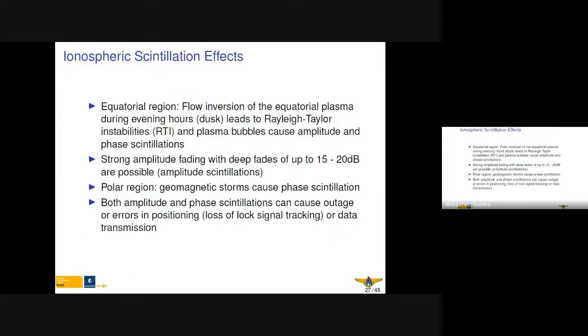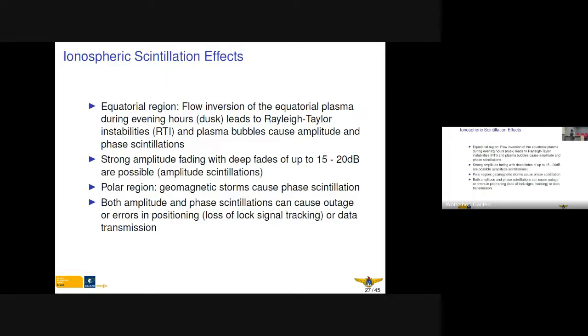In the equatorial regions, we also have an effect called scintillation, or ionosphere scintillation. The flow inversion of the equatorial plasma during evening hours, dusk, leads to what's called the Rayleigh-Taylor instabilities, RTI. Plasma bubbles cause amplitude and phase scintillations.